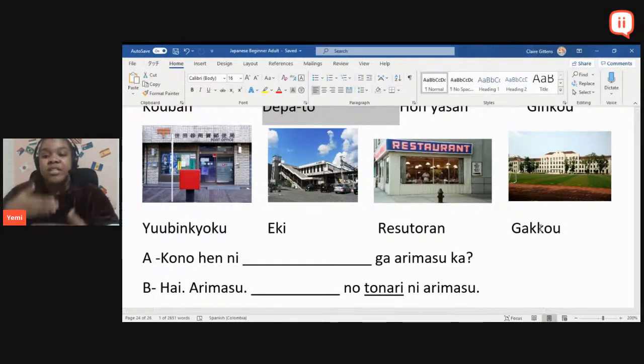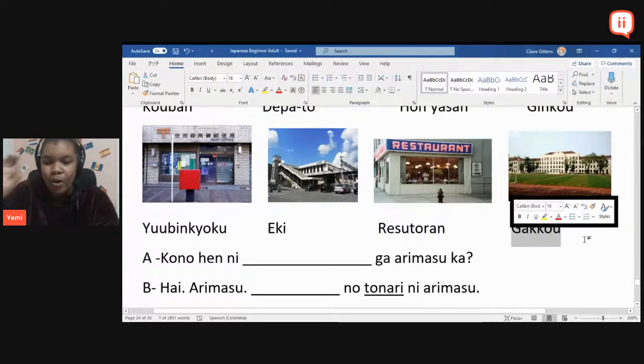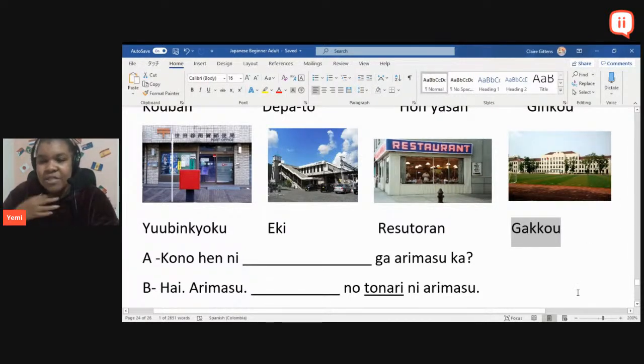Okay. So let's switch. This time you try asking the question. この辺にドゥドゥドゥがありますか? Okay, let's see. Where should we go? Try with 学校. Okay, try to get that pause pronunciation. 学校. Okay, you say little bit of the letter gakko. It stops, okay? Gak, like halfway through. Gakko. Okay? So, kono hen ni gakko ga arimasu ka? Hai, arimasu. Restoran no tonari ni arimasu.